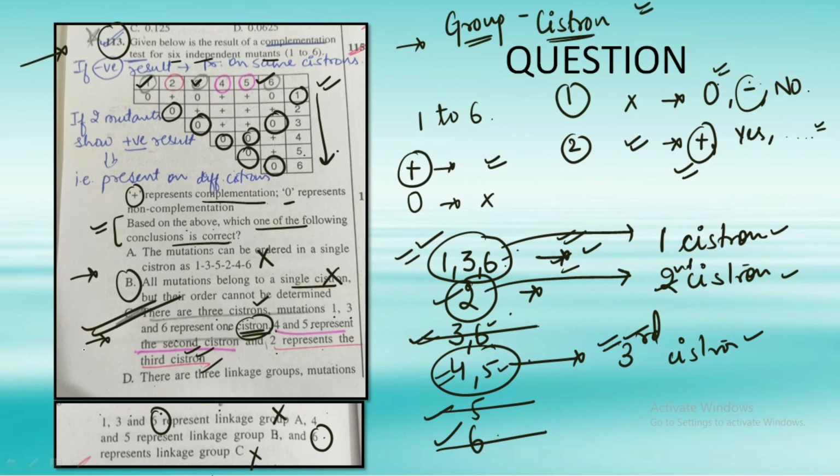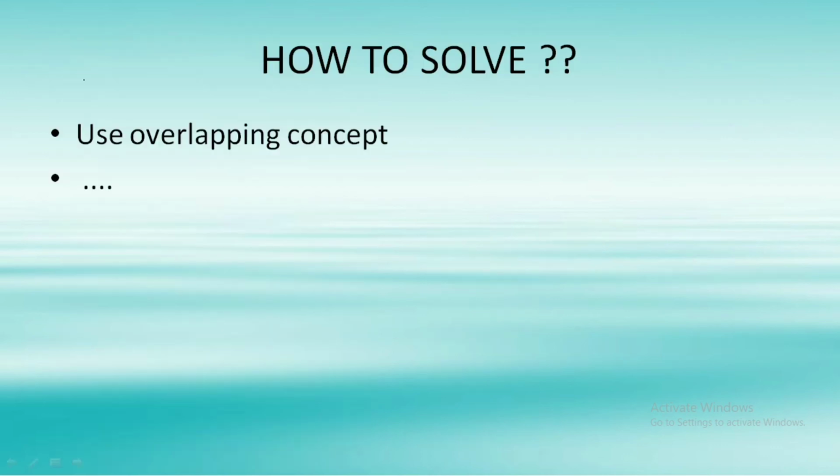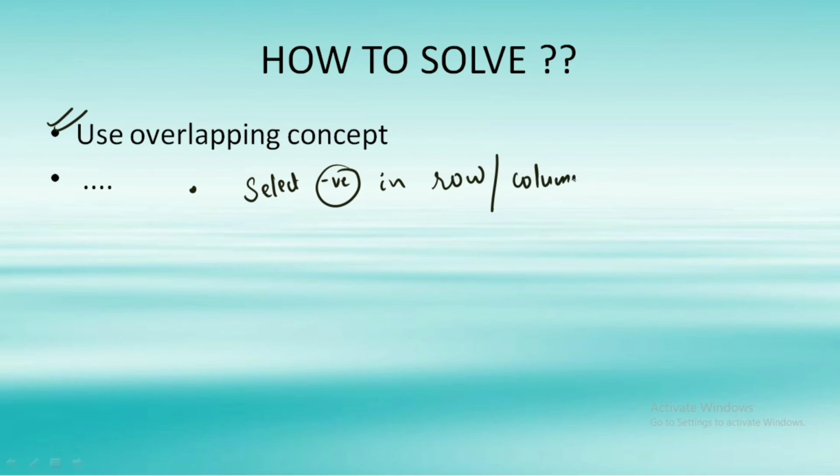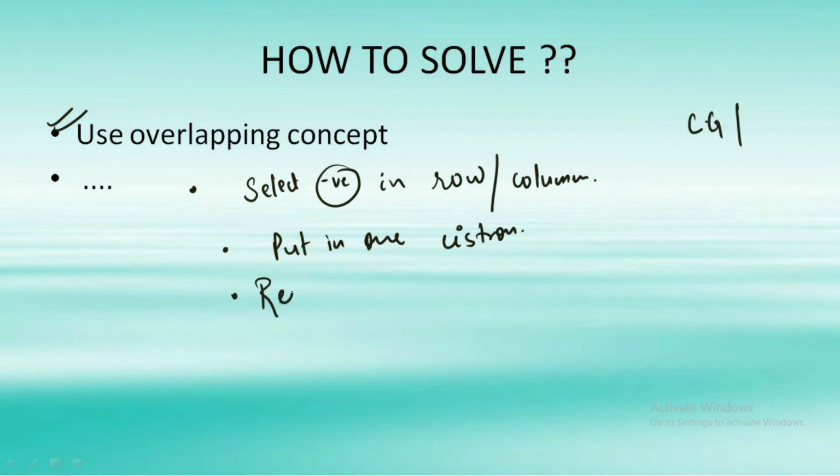So, in this type of question, you have to use the overlapping concept. How? I have just explained. Then you have to select all the negatives that are present in all the rows or all the columns, and put them in a single complementation group or a single cistron, as we have just discussed. And then you have to repeat the same step.